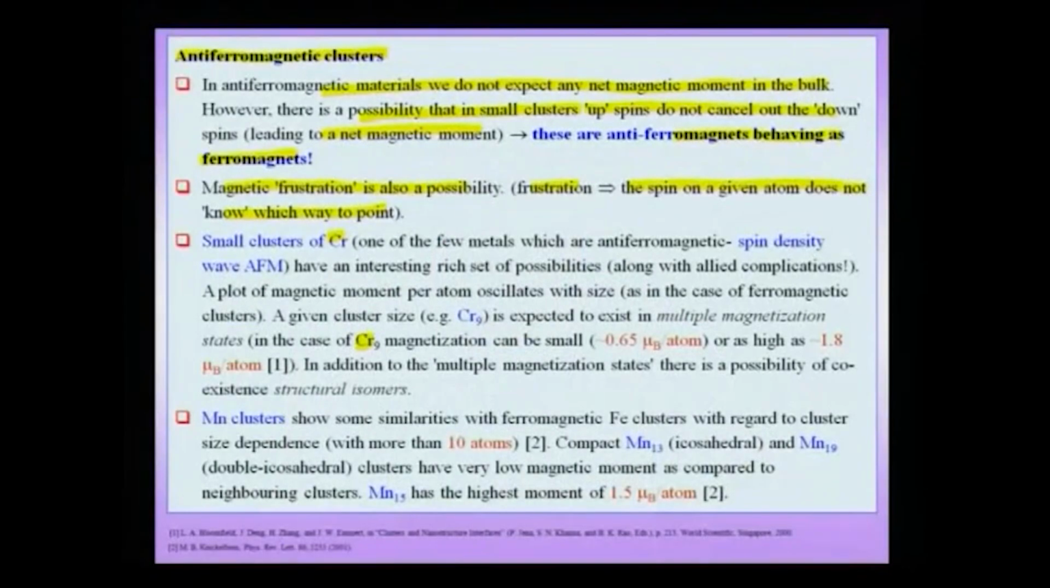We will take up two examples to understand antiferromagnetic clusters. One is the example of chromium and one is the example of manganese, because these are elemental, but having said that, if they are elemental, it does not mean that their overall magnetization states are easy to understand.